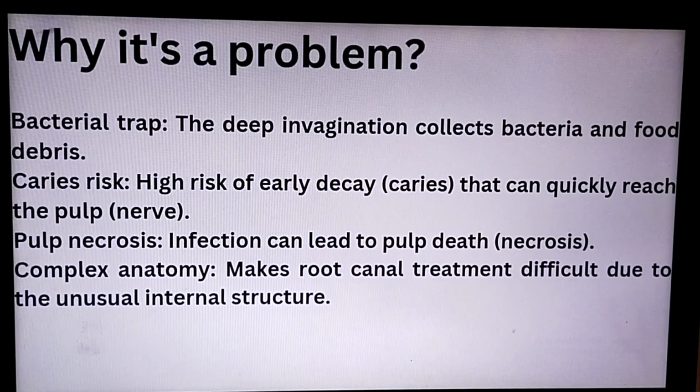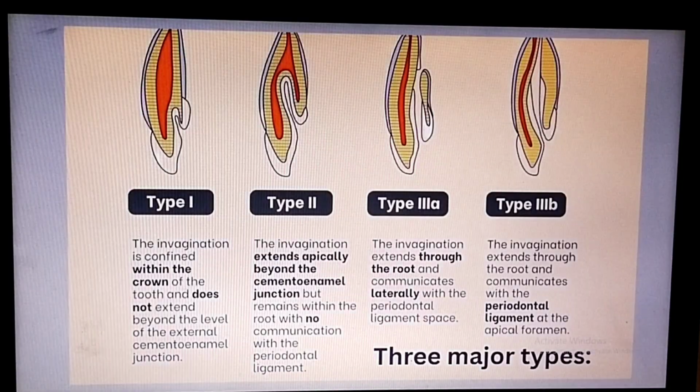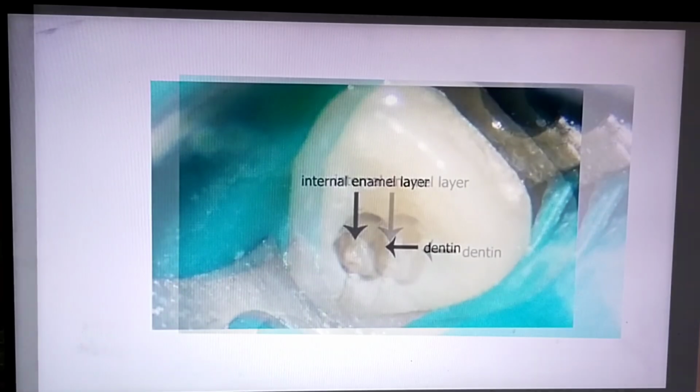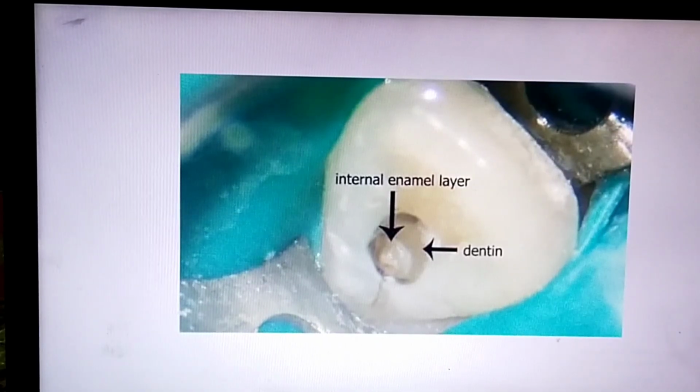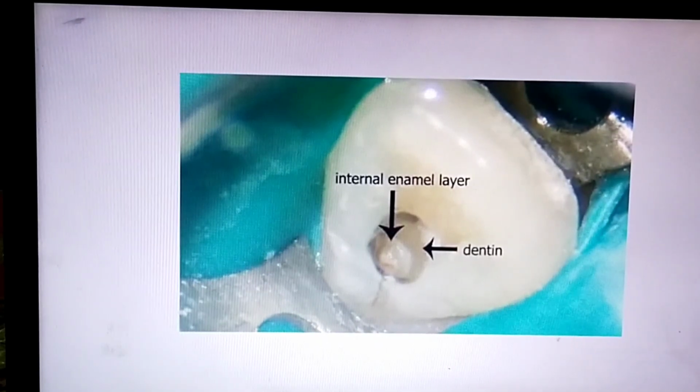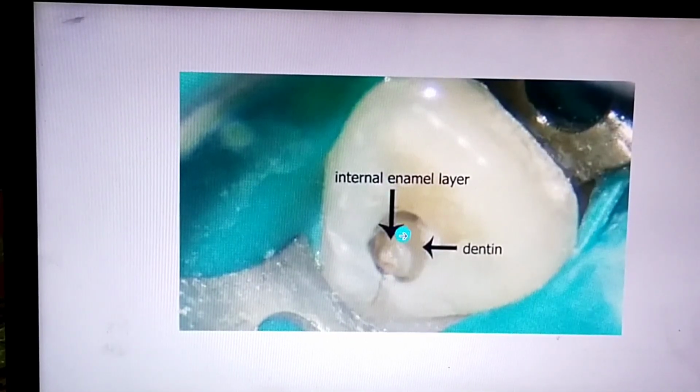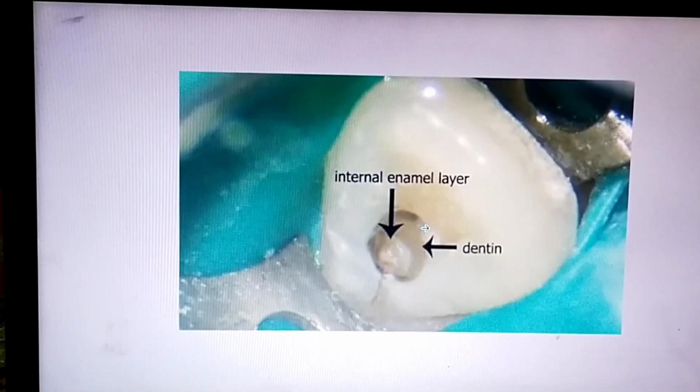Bacterial trap: the deep invagination collects bacteria and food debris. Wait, I'll show you this structure clinically. Now see this tooth structure and what comes to your mind. What problems can you encounter during the treatment of this structure? Obviously, first thing, bacterial trap. A lot of bacteria can be trapped over here, which will lead to caries, which will lead to a cavity.